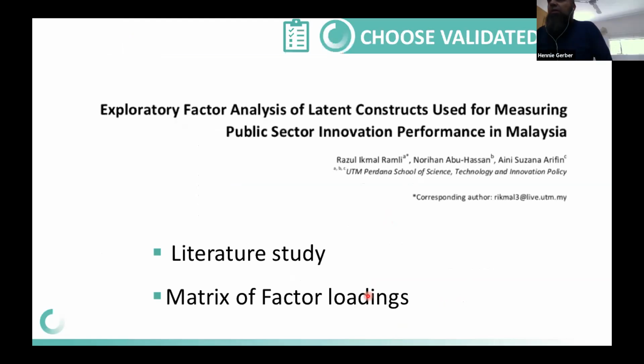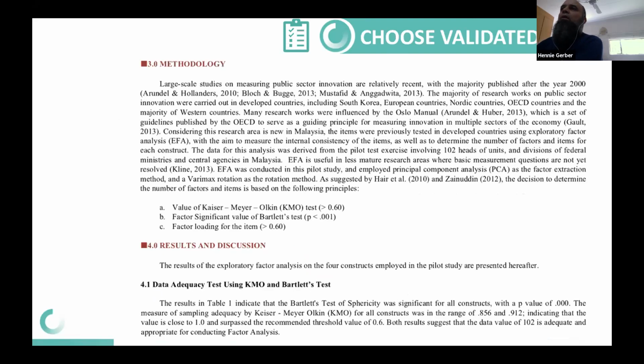Okay, let us just look at how to choose a validated scale. So there's an example. Exploratory factor analysis of latent construct used for measuring public sector innovation performance. So exploratory factor analysis was used to do the validation for public sector innovation performance for questionnaires on that. So you do this in your literature study, and what you're looking for is the matrix of factor loadings. Now, you can see in this article, they talk about the methodology, they talk about exploratory factor analysis, and they talk about some of the criteria they used.